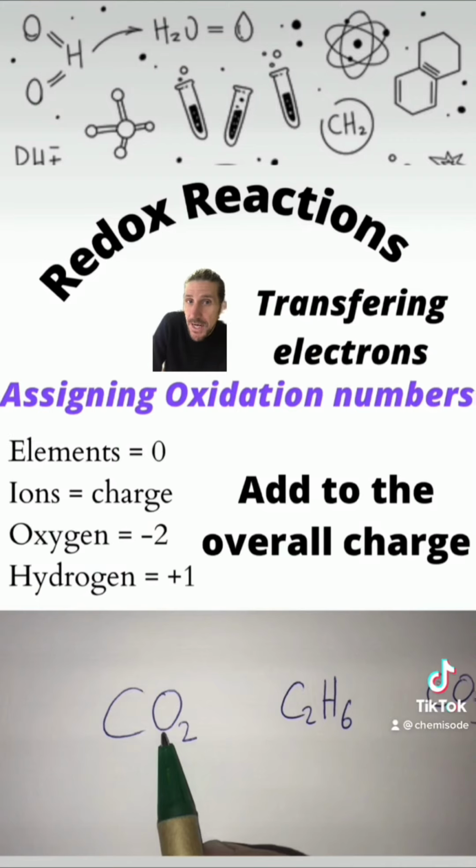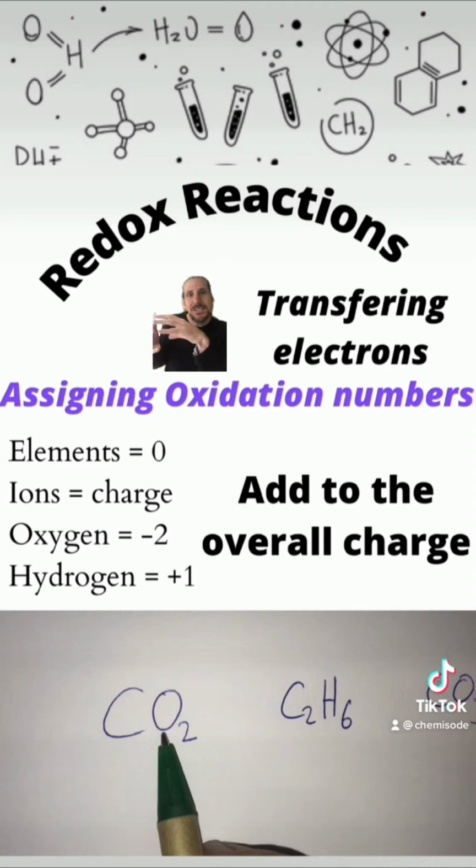Elements have no charge, so we give it an oxidation number of 0. Ions already have a charge, so they get their ionic state as their oxidation number. Oxygen gets a number of -2. So every oxygen that you see has an oxidation number of -2. Hydrogen always has an oxidation number of +1. Now there's some exceptions to those last two rules, but I'm not going to talk about those in this video.